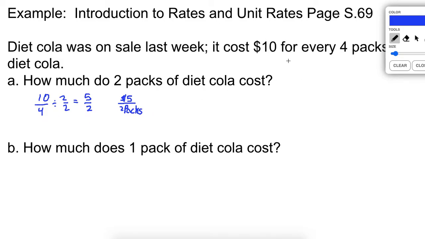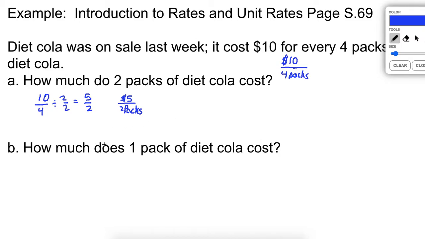Now we could have written our original one here as $10 for 4 packs. And that's our original rate there. That's also a rate, and this is another rate. These are equivalent rates because they're talking about that same thing, and they're equivalent, just like equivalent ratios. We can have equivalent rates.